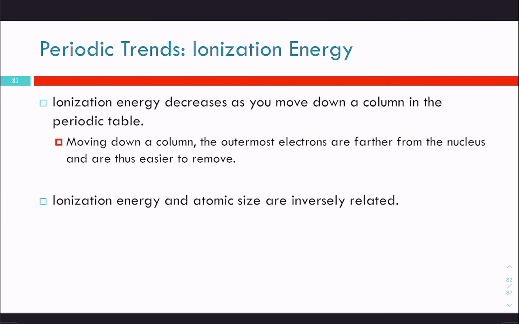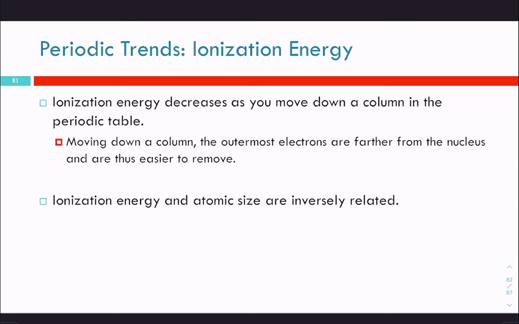As you move down a column, we have something different taking effect. Again, we're adding shells of electrons on the outside. If you think about magnets again, the farther you pull the magnets apart, the weaker it gets. So that's what's happening here. Our outermost electrons, for every shell that we add, are farther away from the pull of the nucleus. So they're easier to remove. So as we move down a column, adding shells of electrons, it gets larger. Those electrons are farther away from the nucleus. It's easier to pop those off.